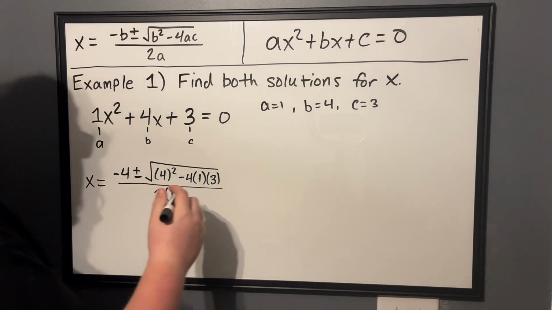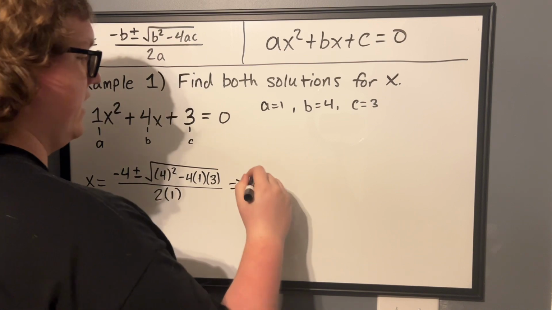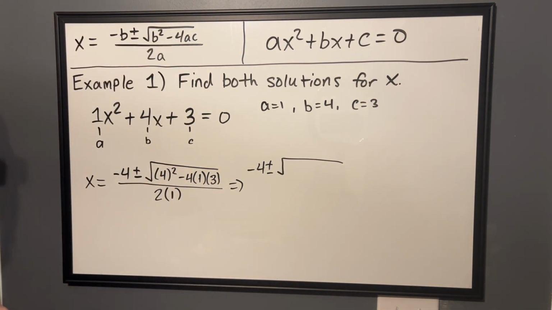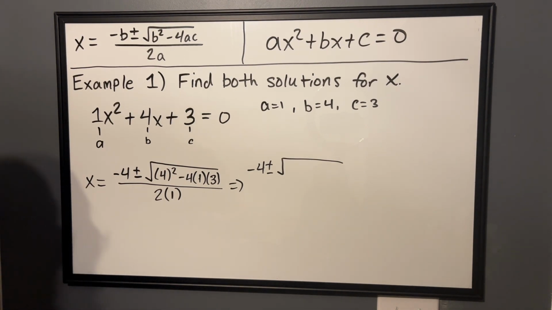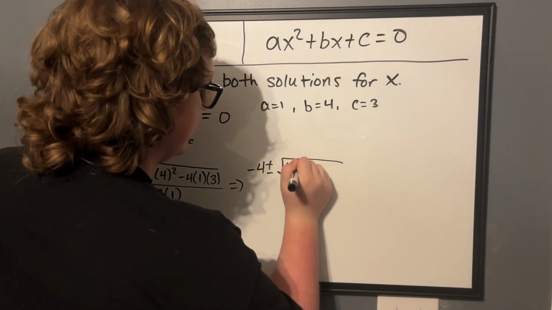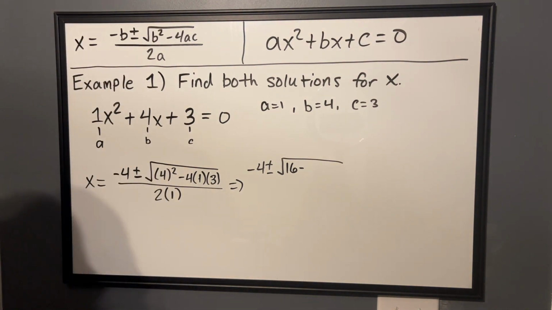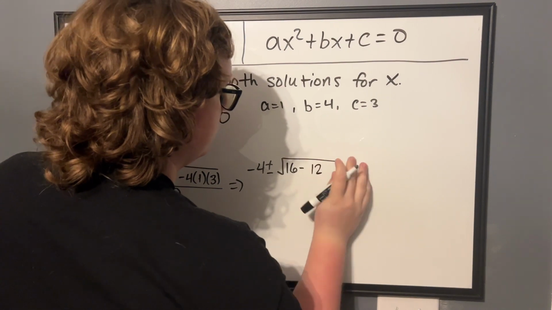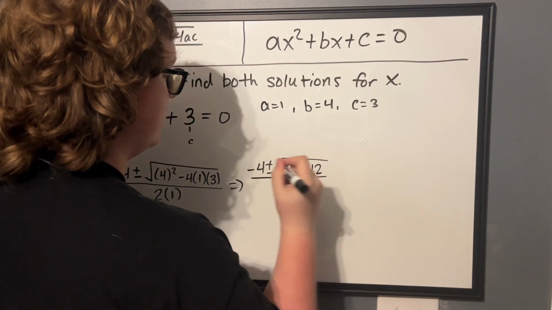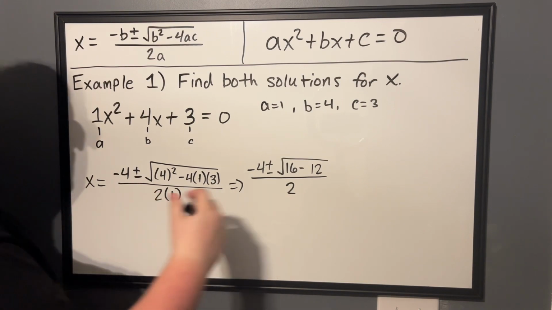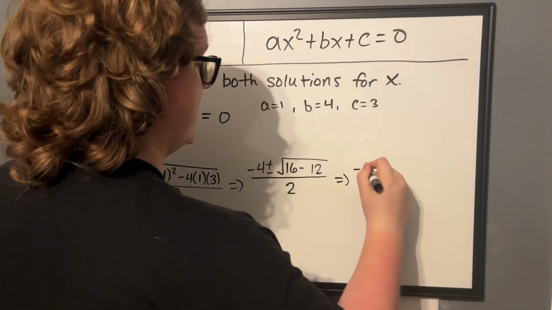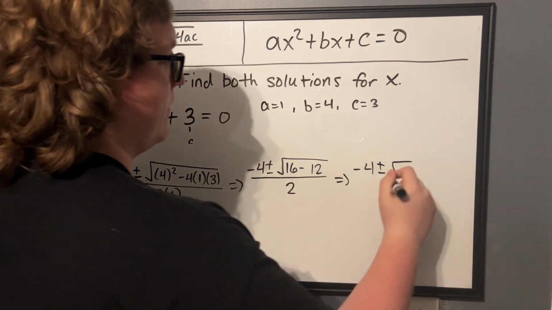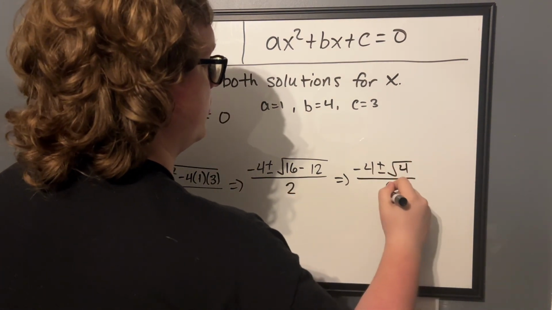So we're going to simplify everything. What we have is negative 4 plus or minus the square root. Now we want to simplify what's in here. So 4 squared is 4 times 4, which is 16, minus 4 times 1 times 3. Well, that's really just 4 times 3, which is 12. And remember, all of that is over 2 times 1, which is 2. So then again, what we have is negative 4 plus or minus the square root of 16 minus 12. Well, 16 minus 12 is just 4, all over 2.